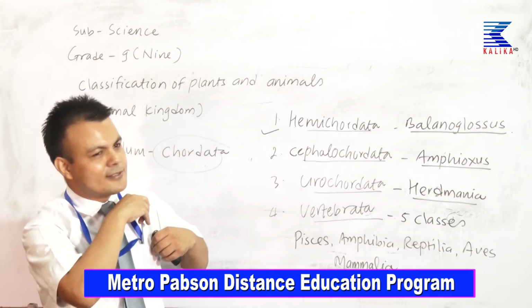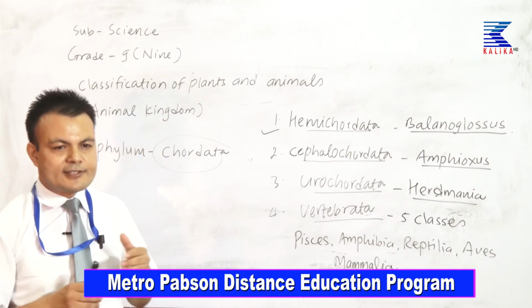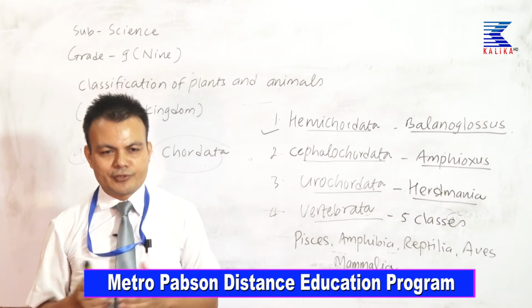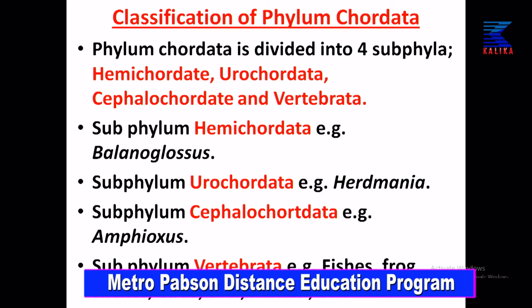Just have a look at the slides. Phylum Chordata is divisible into the 4 subphyla. The plural of phylum is phyla, that's why subphyla: Hemichordata, Urochordata, Cephalochordata, and Vertebrata.